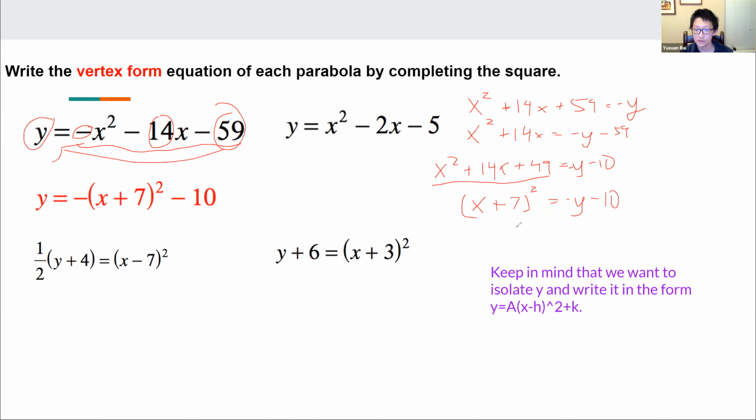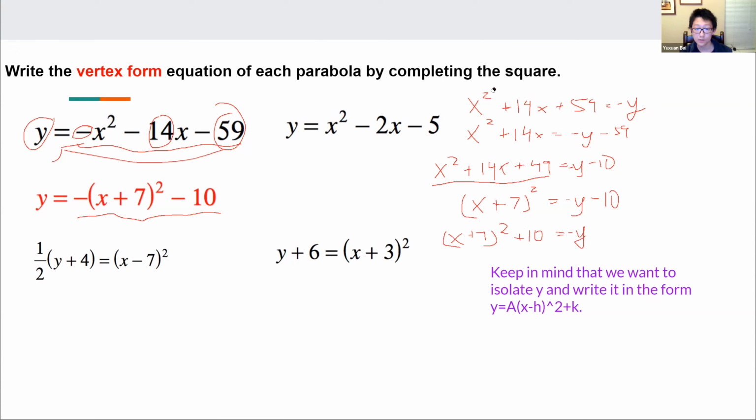Move the 10 to the other side. (x plus 7) squared plus 10 equals negative y, and you can multiply both sides by negative 1. So the answer becomes, I don't need to write it here, y equals negative (x plus 7) squared minus 10.